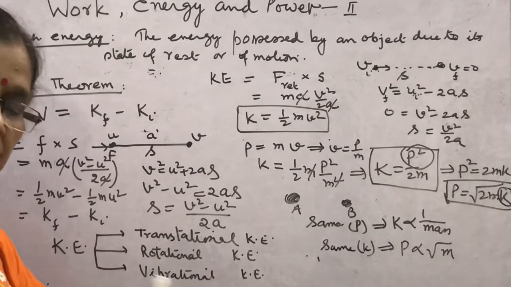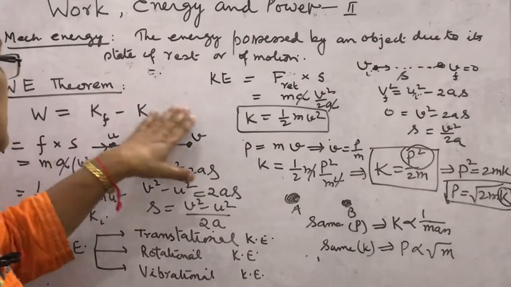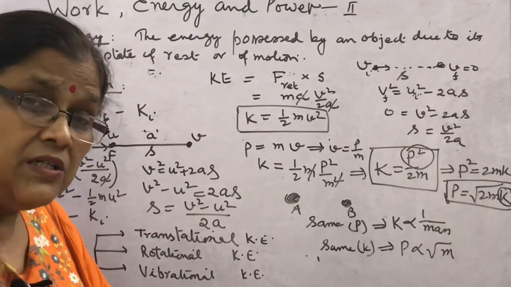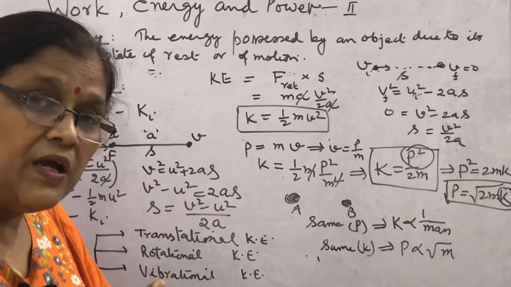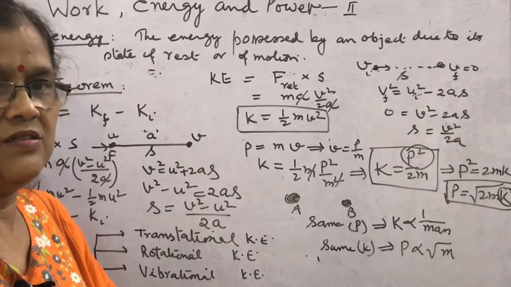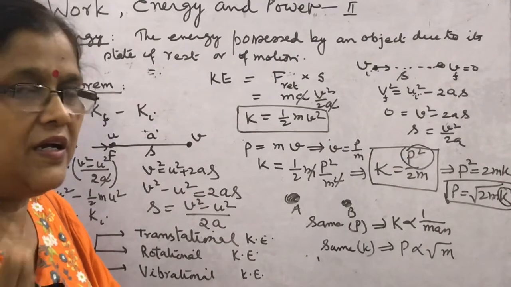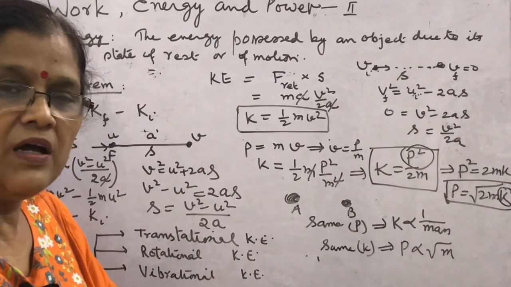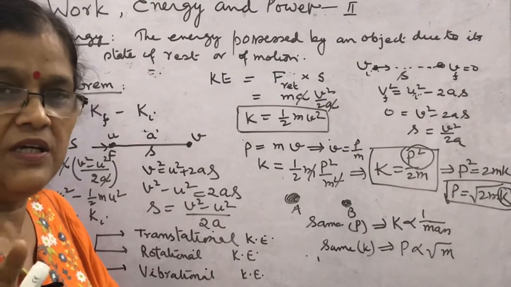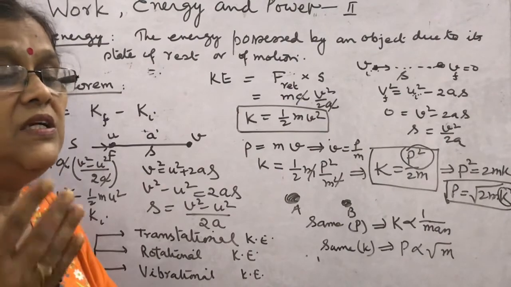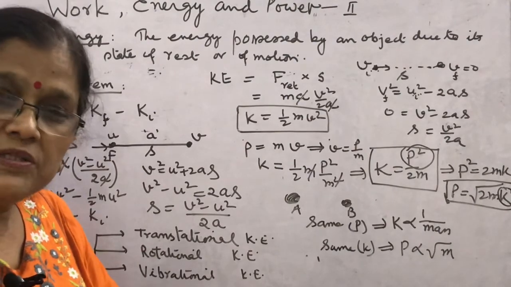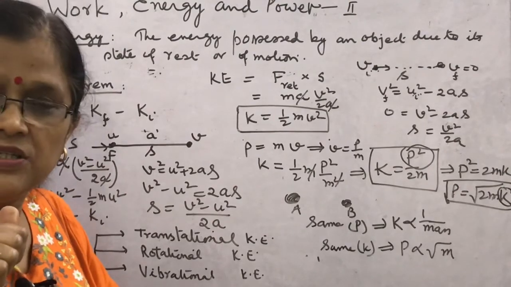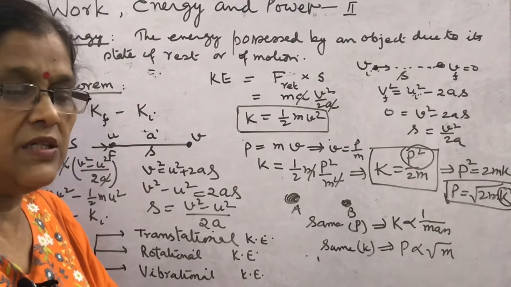How will you differentiate between kinetic energy and potential energy? Learn that potential energy is independent of speed and kinetic energy is dependent on speed. The kinetic energy formula is half mv square. The potential energy formula is mgh. Potential energy is the energy possessed by an object due to its changed position at rest, or its shape or size.